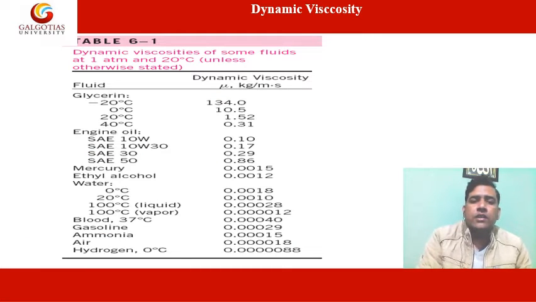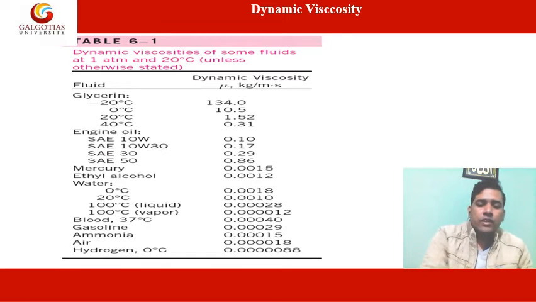This is the case of dynamic viscosity. Here is the dynamic viscosity of some fluids at 1 atmospheric pressure and 20 degrees Celsius. As we can see, these are the values, and these values are widely utilized while doing calculations.